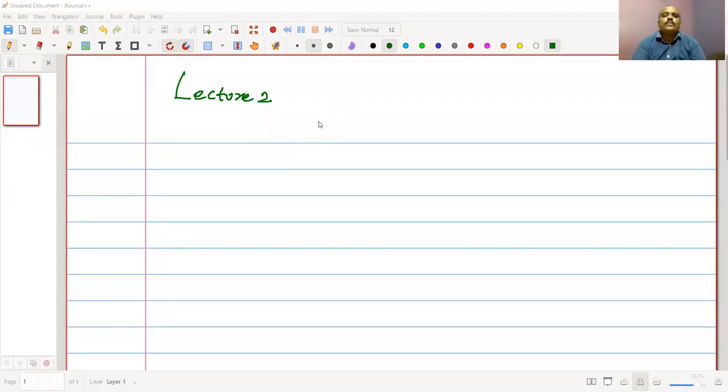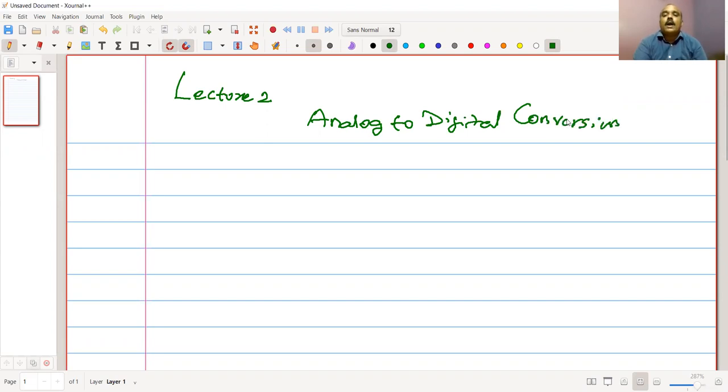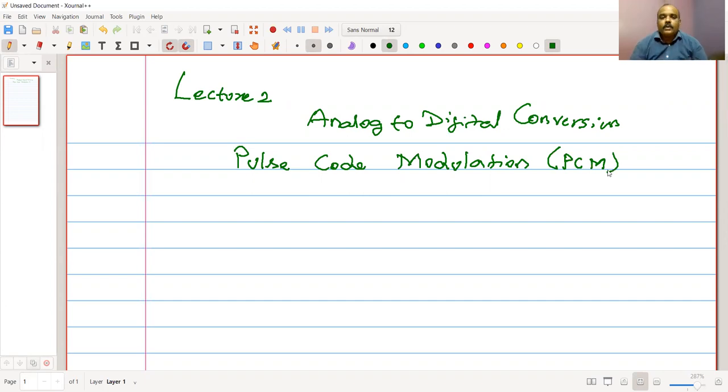So in this lecture too, we are going to discuss analog to digital conversion technique, and we are going to focus on a technique called pulse code modulation. This is known as PCM. So this lecture's syllabus will be pulse code modulation.